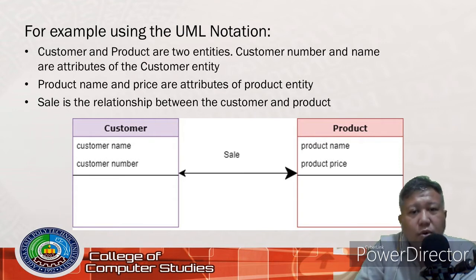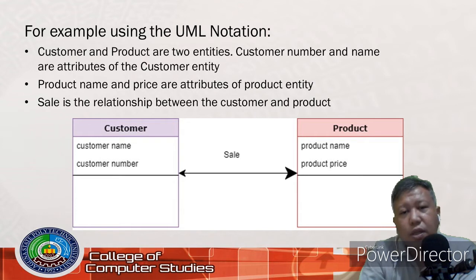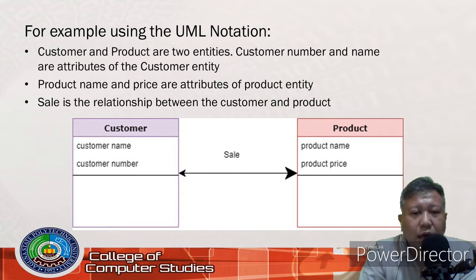Okay, so here is an example of a data model using UML notation. Okay, so yung isa is ARD notation, ito ay UML notation. So makita natin, there are two entities, customer and product. So represented by a rectangle divided into three. Yung pinaka top, ito yung pangalan ng entity name, for example, customer, and yung isa is yung product.